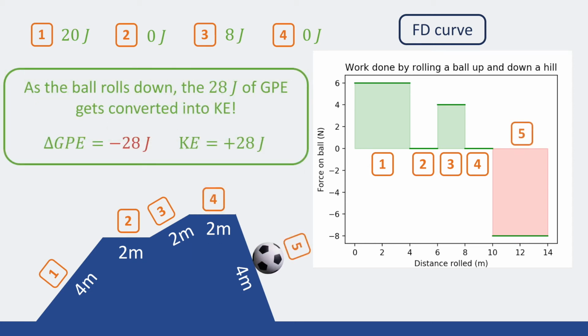Now, what will happen as the ball rolls down the hill? Well, these 28 joules of work that we put into the ball that got converted into gravitational potential energy now get converted into kinetic energy. So, the change in gravitational potential energy is negative 28 joules because it loses all its height. But this is converted into kinetic energy, so it will gain 28 joules of kinetic energy as it rolls down.